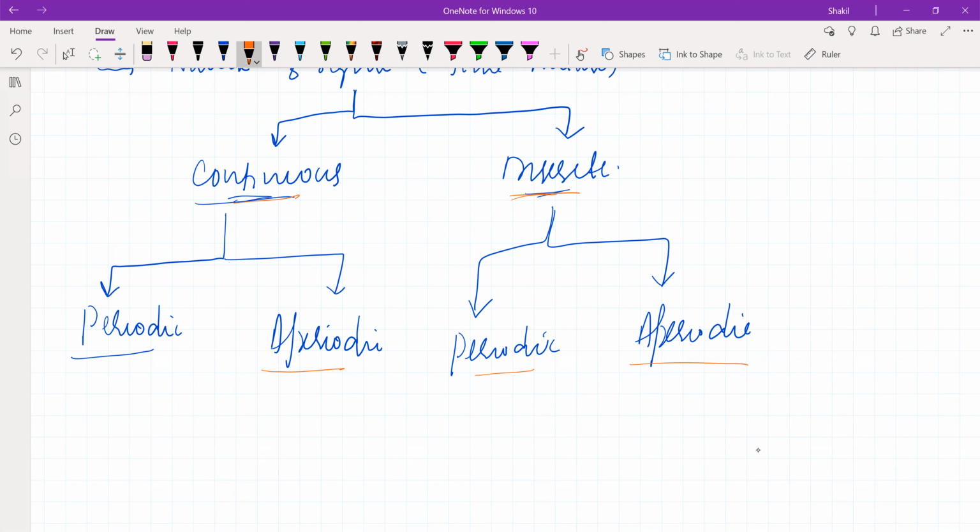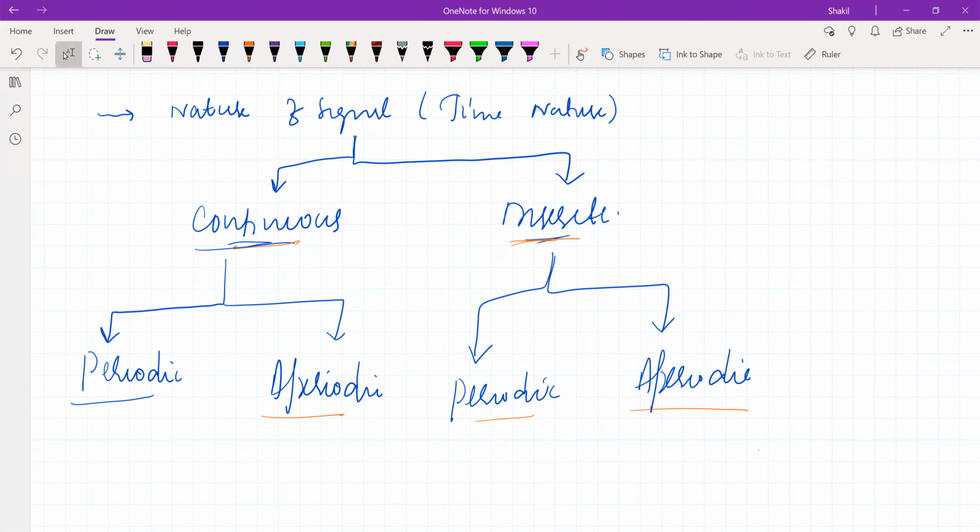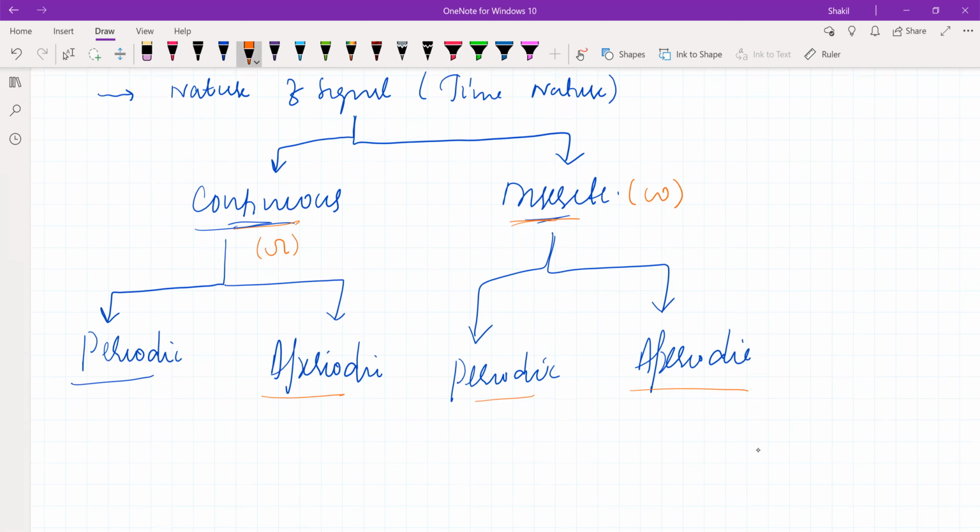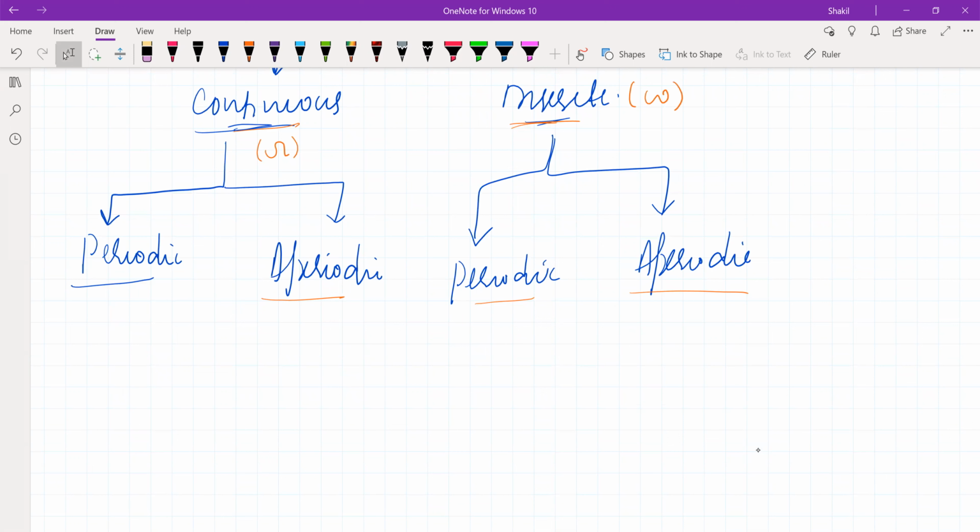Now, before I proceed, please remember to distinguish between the continuous time signal and discrete time sinusoids. In short, we'll use capital omega to denote the continuous time sinusoid frequency, and small omega to denote the discrete time sinusoid frequency. All right.